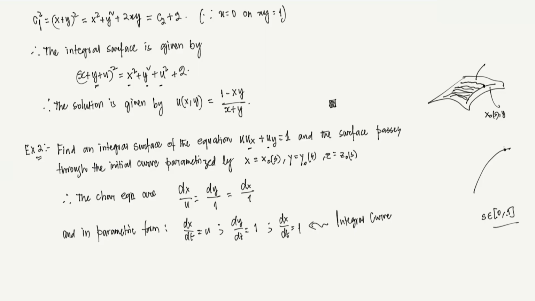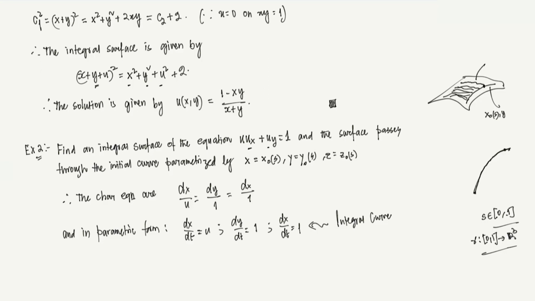So what we are going to do is this. This is s, right? As s moves, this curve moves. So you can think of this curve as some gamma from [0,1] to R3. Clear? That's your initial curve, which is given by x naught of s, y naught of s, and z naught of s.